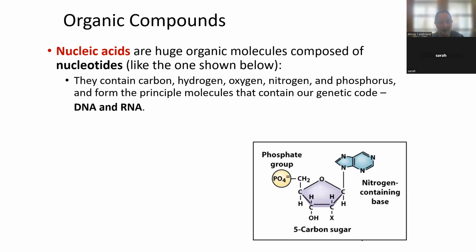You really only have a couple different types of nucleic acids, whereas you have thousands of proteins in your body, thousands of enzymes. Nucleic acids, you've got DNA and you've got RNA. And they are each composed of smaller molecules called nucleotides. This is what a nucleotide looks like. It's got a sugar, phosphate group, and a nitrogen-containing base.